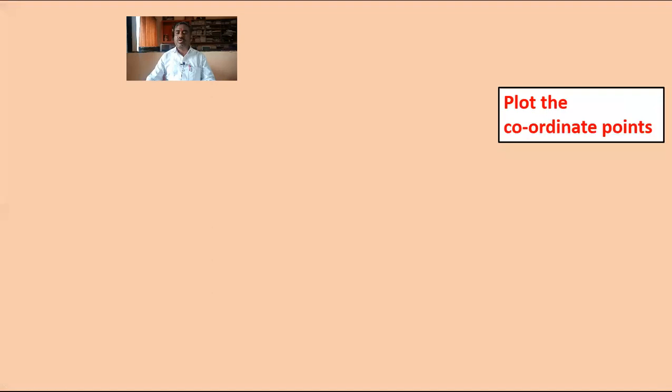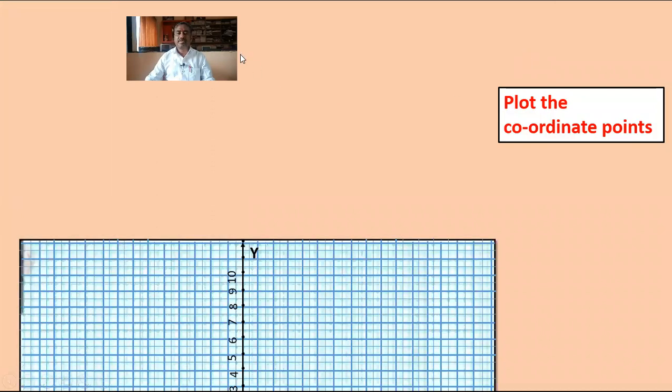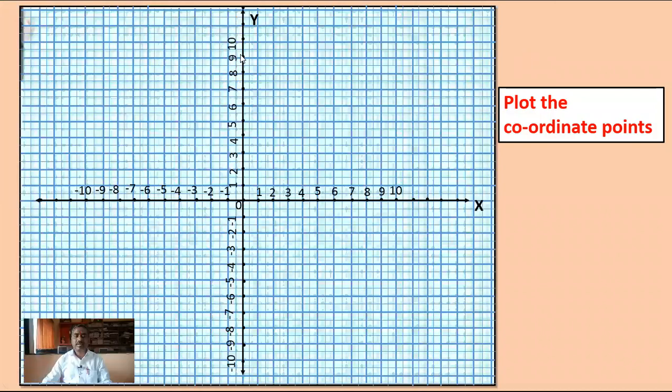Plot the coordinate point. This is the graph paper. On this graph paper, the horizontal line is the x-axis and the vertical line is the y-axis, and O, that is 0, is the origin.